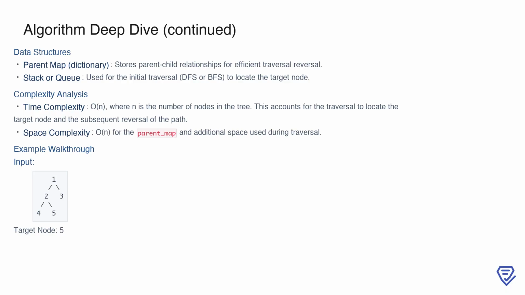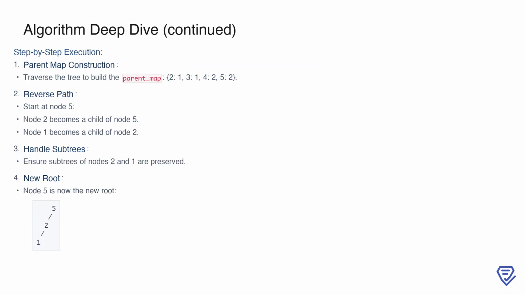To understand this better, let's consider an example. Suppose we have a binary tree where the root is 1, with children 2 and 3, and node 2 has further children 4 and 5. If the target node is 5, the goal is to make node 5 the new root while maintaining the tree structure. Let's break down the execution step by step.